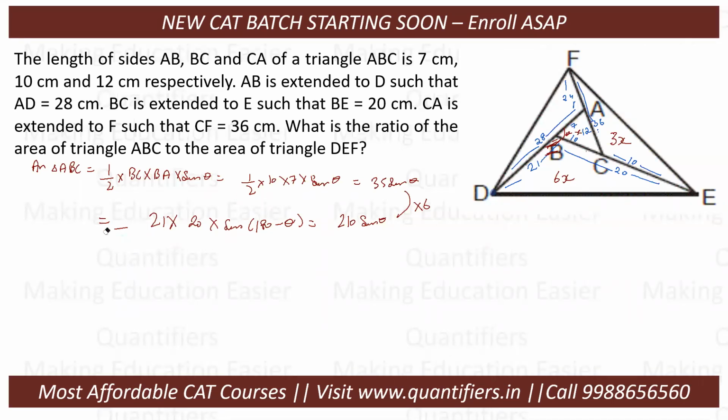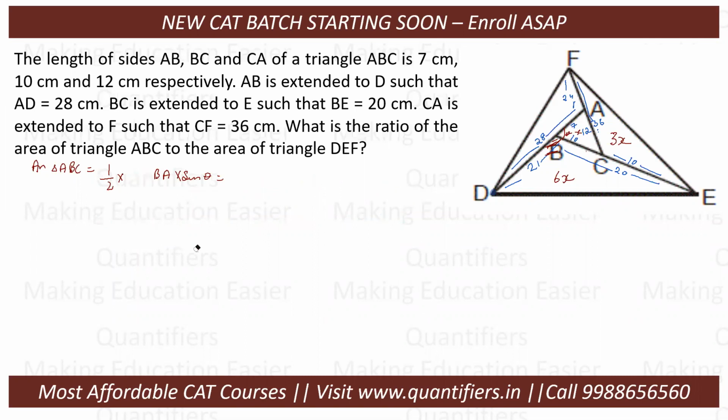Now let me find the last piece of the puzzle and my answer will be sorted. Instead of BA, I will use AC. So half into 7 into 12 sine theta. Now I am assuming this angle to be theta. If this is theta, then this is 180 minus theta. That is 42 sine theta.